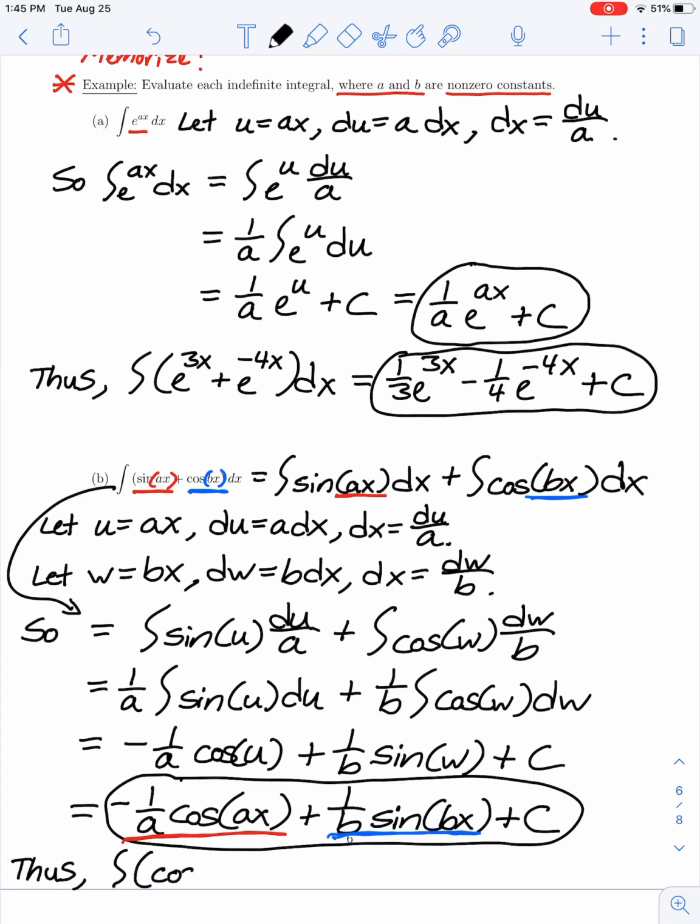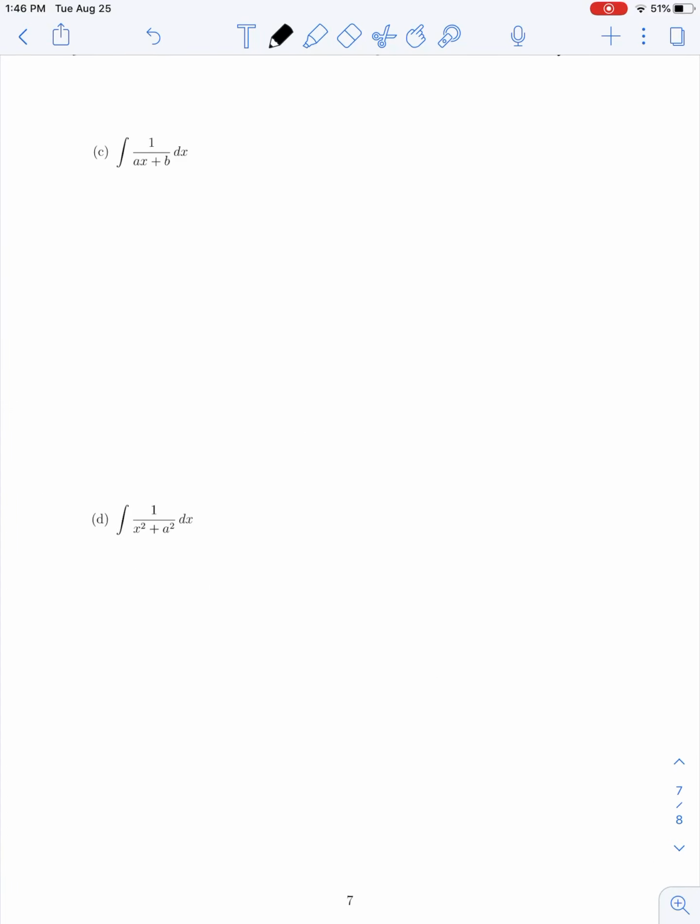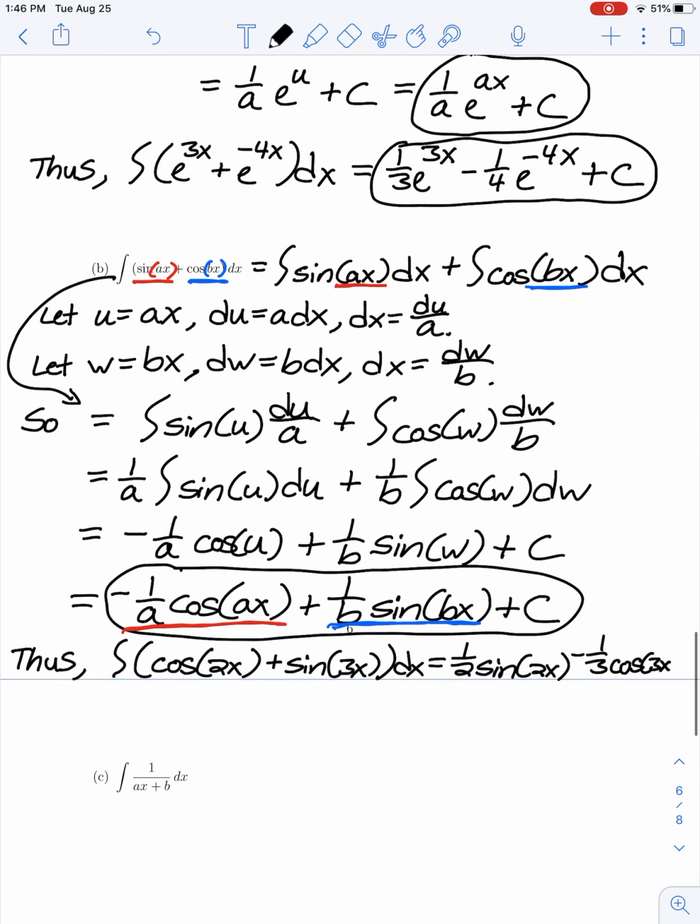So as an example where these sort of integrals might show up, suppose we want the antiderivative of, let's say, cosine of 2x plus sine of 3x dx. Well, if we have these formulas memorized, the antiderivative of cosine 2x will be 1/2 sine of 2x. And the antiderivative of sine of 3x will be negative 1/3 cosine of 3x. In general, plus c.